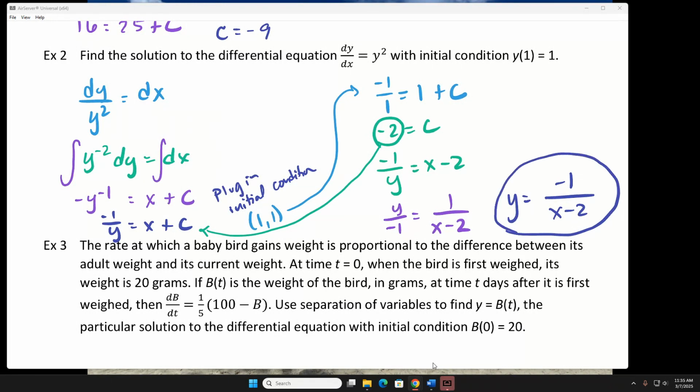Now, if this is a particular solution, I should be able to put in the initial condition and get a true statement, and I do. And the derivative of this should be that.